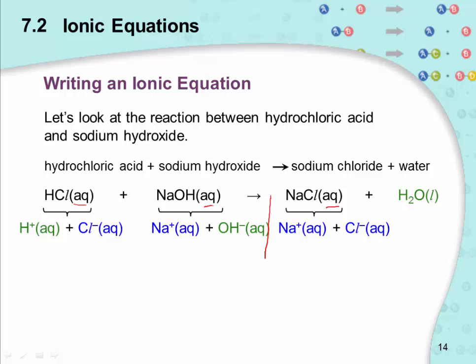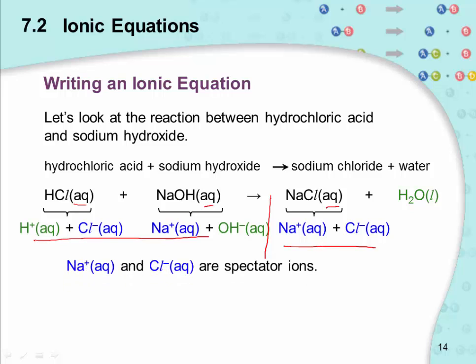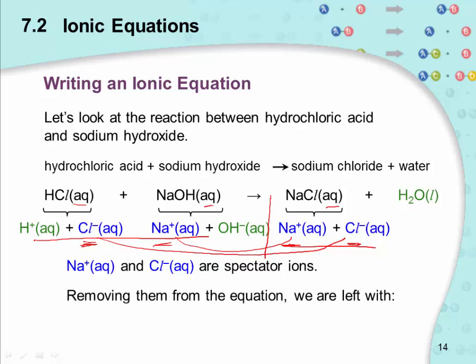Now compare the before reaction and after reaction. Which ions were there before the reaction and still there after the reaction? So you realize that, hey, sodium is here and still there after the reaction. Chloride is there before the reaction and still there after the reaction. So they are the spectator ions. Sodium has not changed. Chloride has not changed.